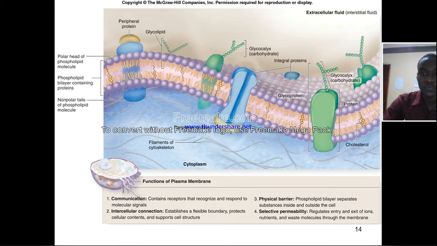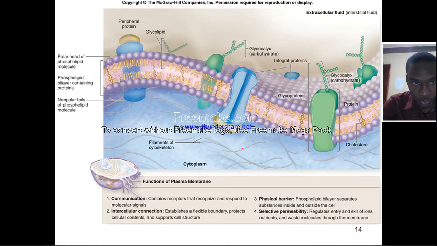Or if this was the cell membrane of a white blood cell, it can always signal another white blood cell adjacent to it that, hey, I have something infecting my internal area. So it sends off signals. So these glycolipid molecules can help cells in communication.